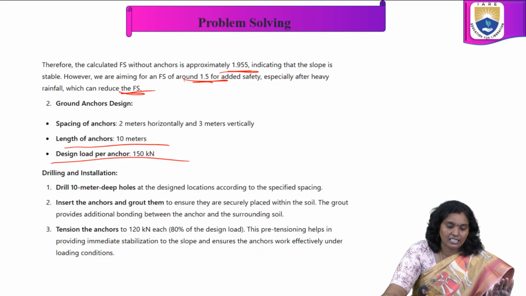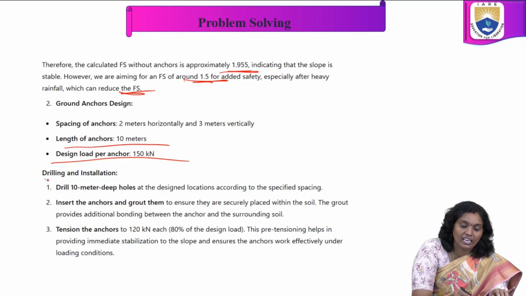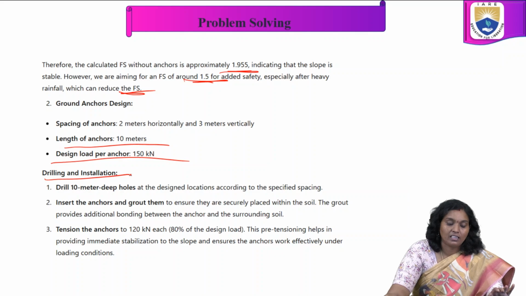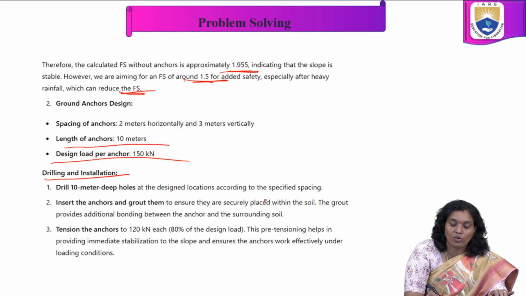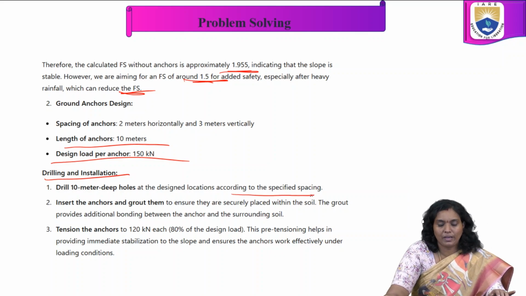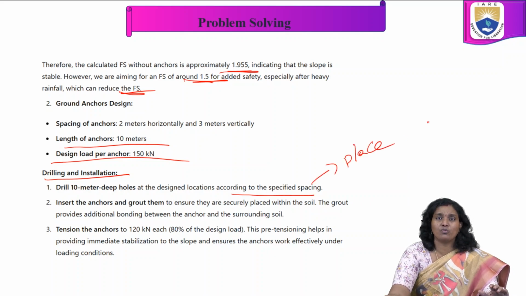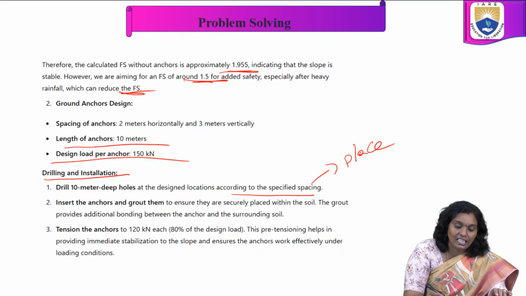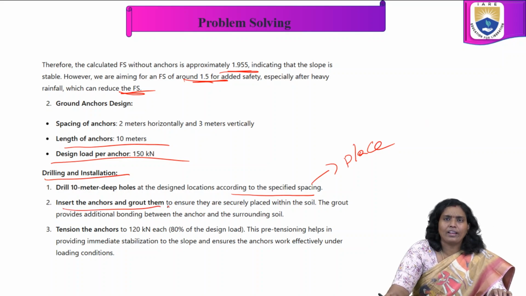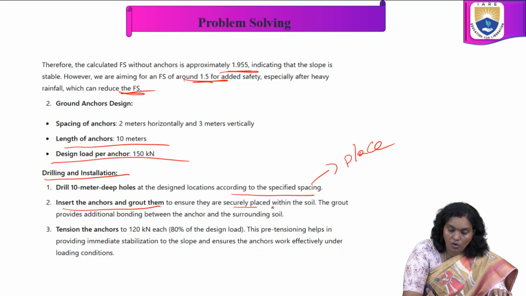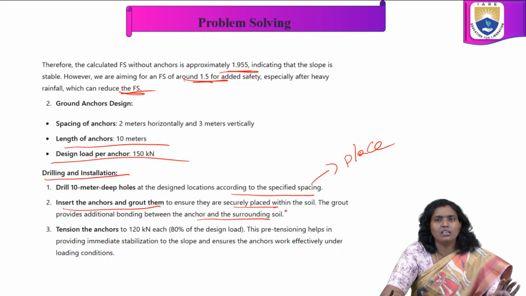After we design these ground anchors, we move to the drilling and installation. Drill 10 meter deep holes at designed locations according to the specified spacing. As per the spacing, we place the anchors that we designed. Now insert the anchors and grout them to ensure they are securely placed within the soil. The grout provides additional bonding between the anchor and the surrounding soil.